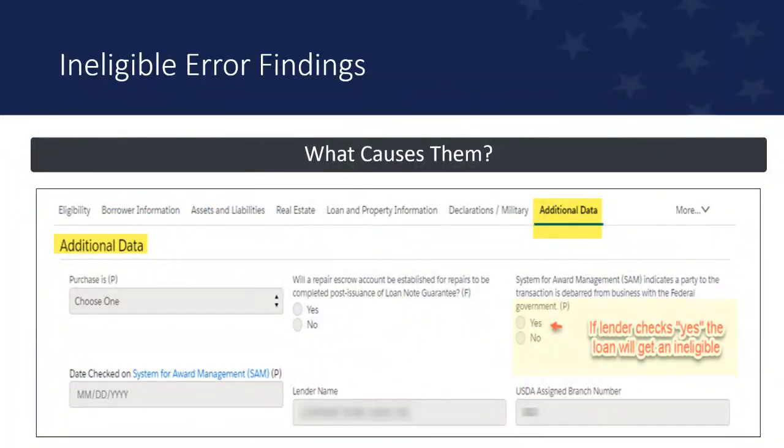So be sure to fill out the SAM information on the Additional Data tab. If there are no SAM findings, you mark the box No to indicate that the borrower has not been debarred from business with the federal government. If this box is marked Yes, you will get an ineligible response.